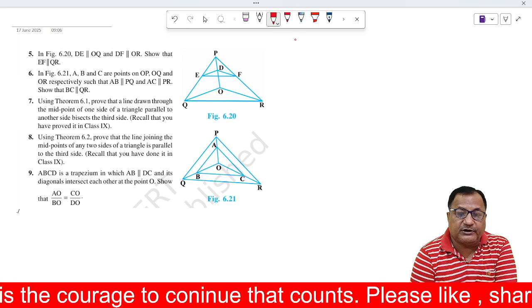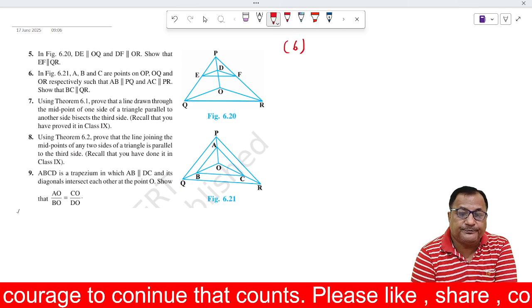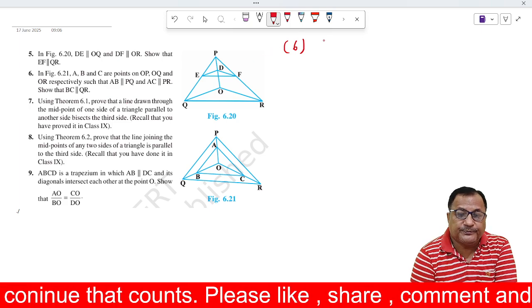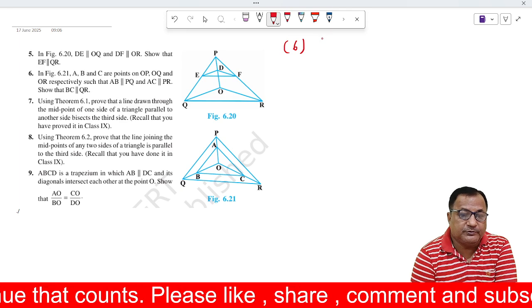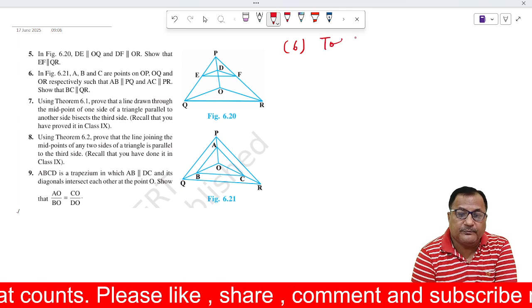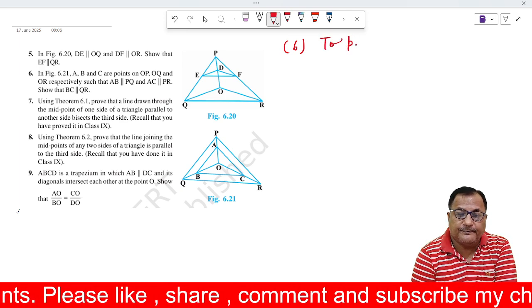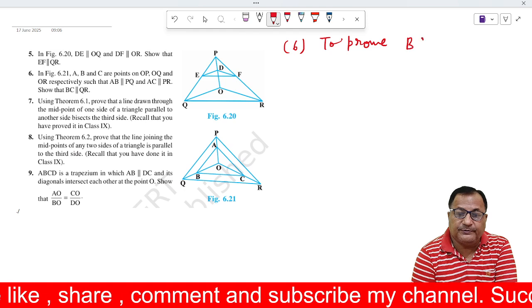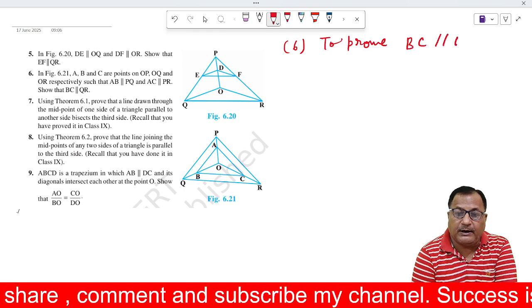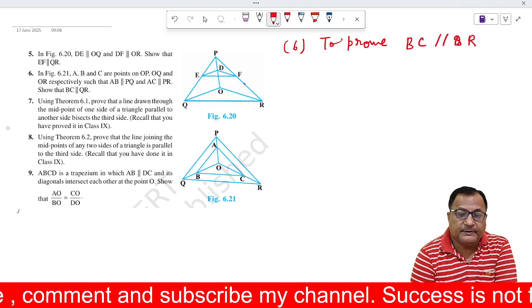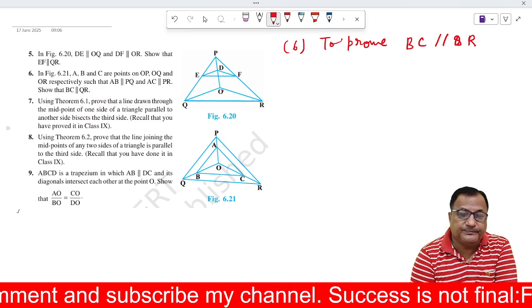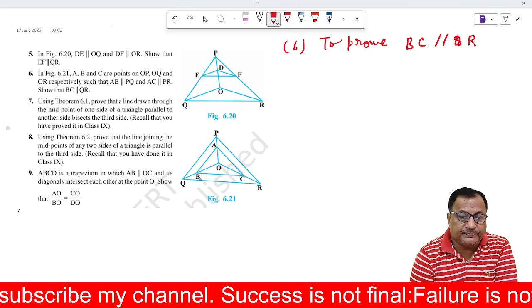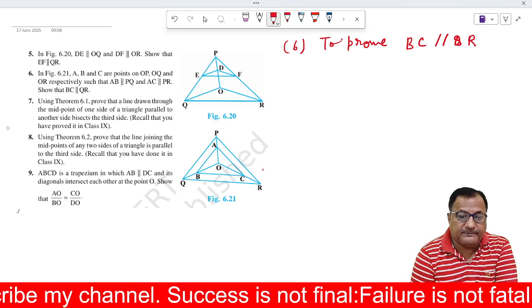See, question number 6, we have to prove this. To prove: AC parallel QR. This is in the figure. This is the figure.